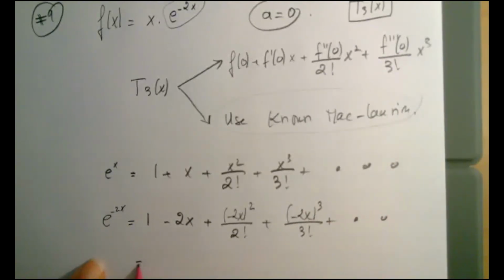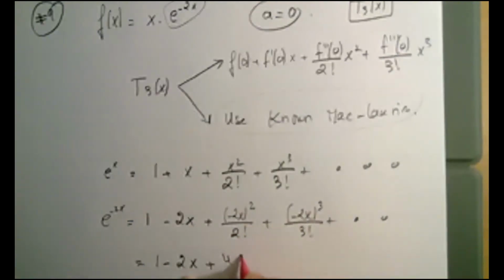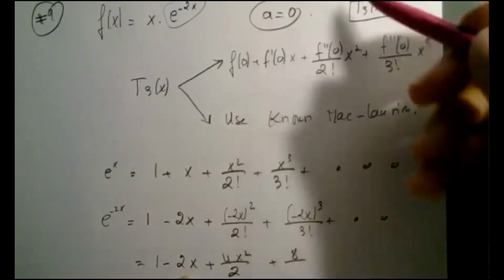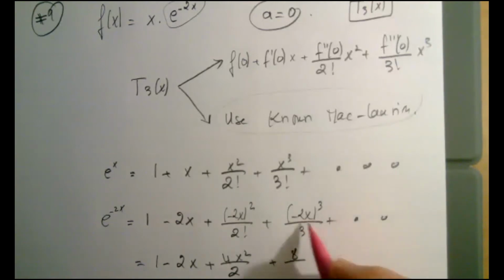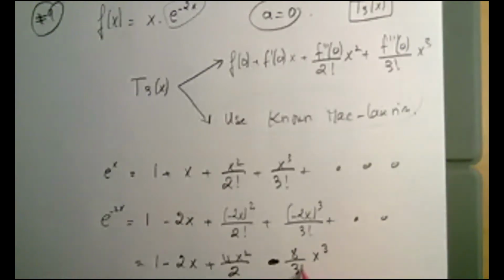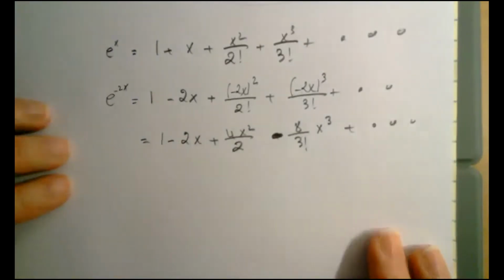So the minus 2x will give me 1 minus 2x. Now, (minus 2x) squared means 4x squared over 2. And I basically don't need this, no, sorry, I need it because it's T3. So this will give me 8, and that's a minus in here, 8x cubed over 3 factorial, plus etc. So this will only take care of e to the minus 2x.